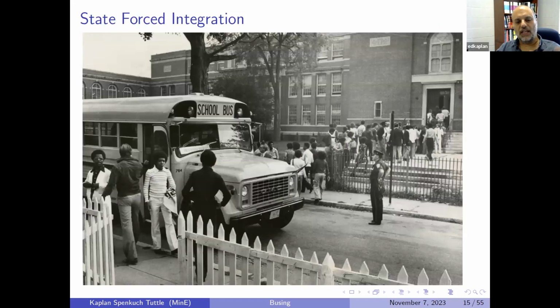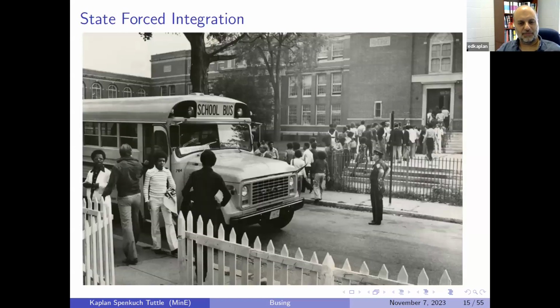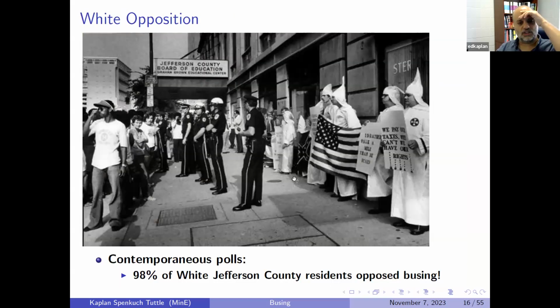So integration was forced, and it was at times a violent process. So here are some people being bused in Kentucky. Actually, one of the most conflictual busing integration programs was in Boston. I'll show you that in a minute. So here, this is also from Kentucky. Here you see a protest against the busing, and here you see lined up against the wall the Ku Klux Klan. An overwhelming percentage of white residents, 98%, were opposed to the plan.